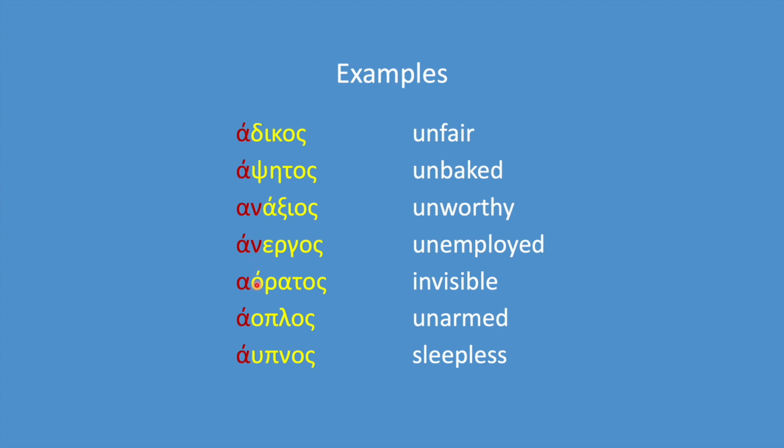But what do we have here? Αόρατος, invisible. We have a vowel, but we have alpha, a, instead of an. Άοπλος, unarmed. The same here, even though we have a vowel, we have a instead of an. Άυπνος, sleepless. Even though we have a vowel, we have a. And we explained why in the previous slide.